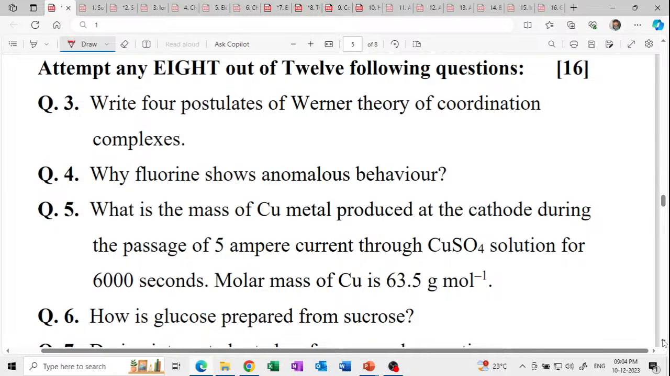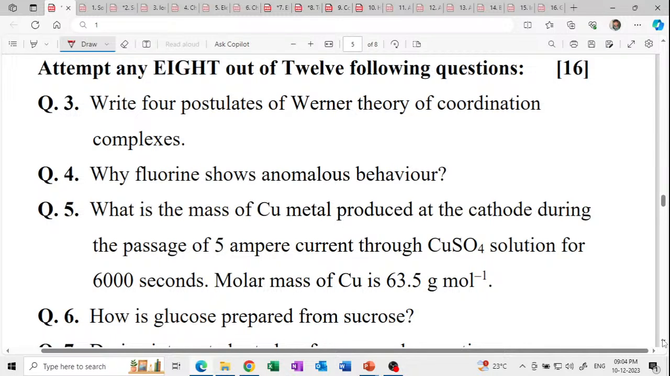Yes, this is the Werner theory. Werner theory is represented by certain postulates. The postulates of the Werner theory are, number 1, it consists of two valencies, primary valencies and secondary valencies. Primary valence is ionizable, secondary valence is non-ionizable. Get it? Next, the ionizable sphere consists of the entities satisfying the primary valencies.